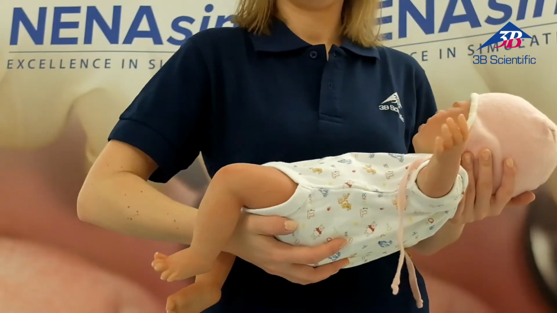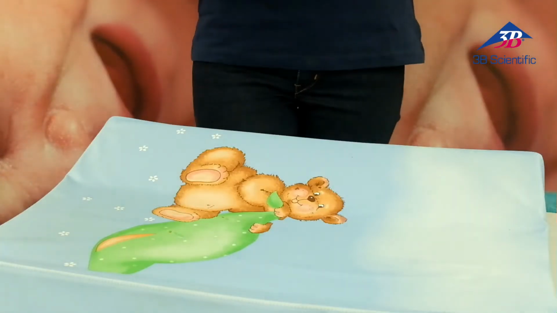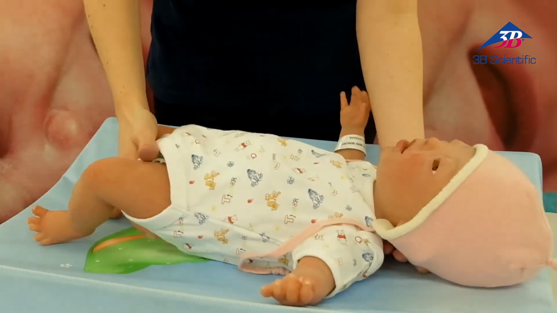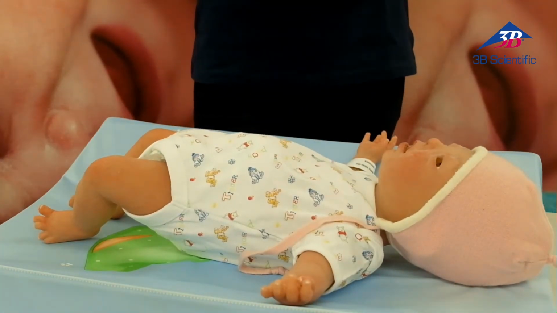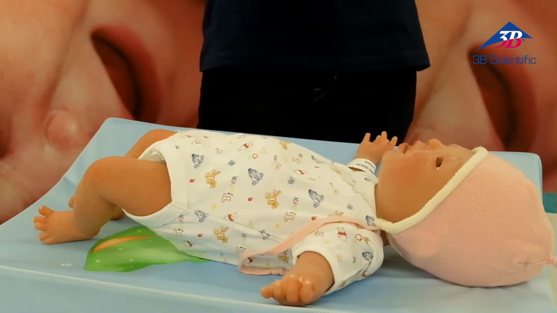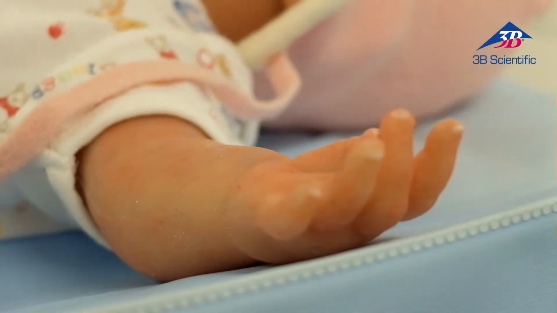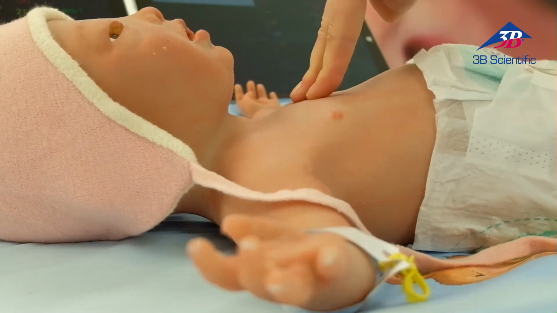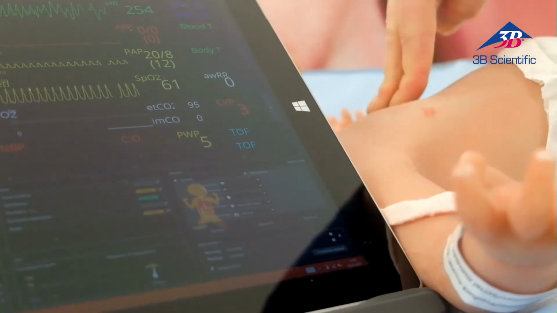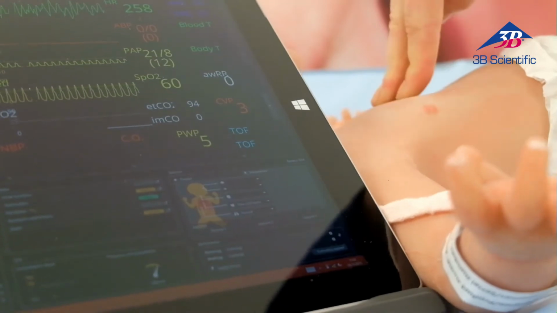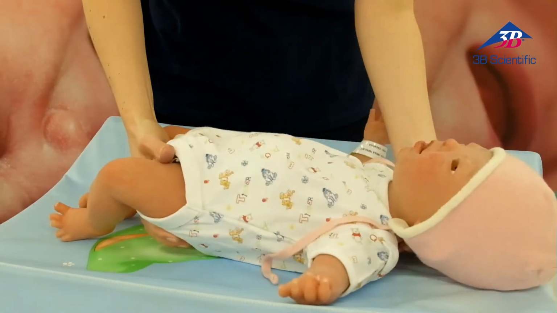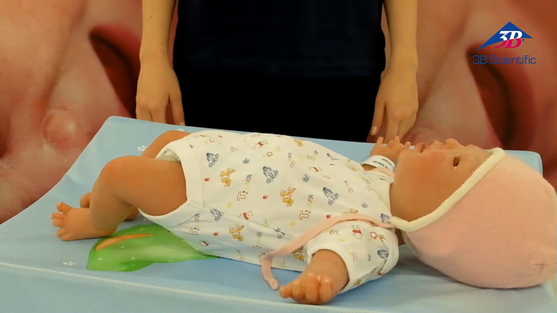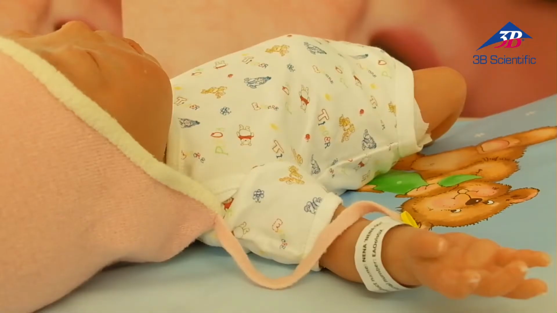3B Scientific believes that realistic simulation training is an essential step in improving healthcare. Did you know that almost 3 million babies dying each year could be saved if a known and effective training for neonatal care would be provided? In order to change the statistics, medical professionals should be able to put their acquired knowledge to a test without harming real patients. NenaSim is the only baby simulator with movable eyes and head.